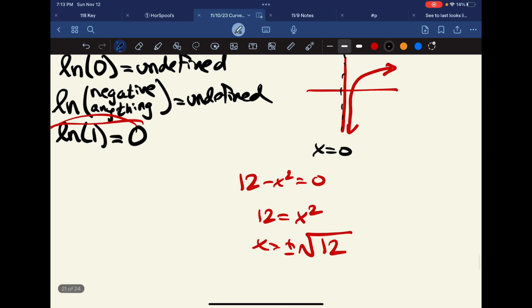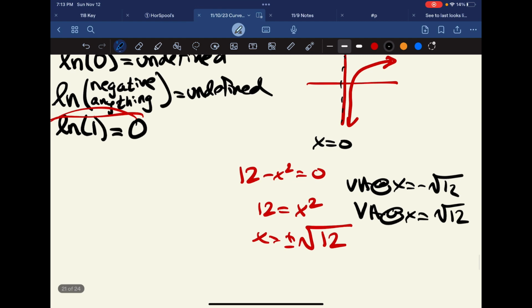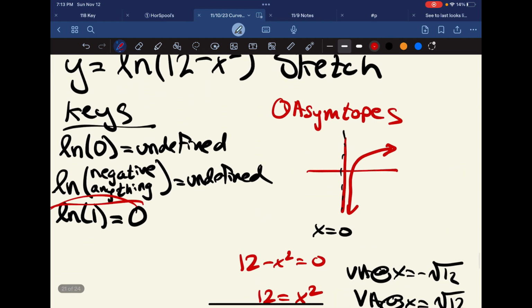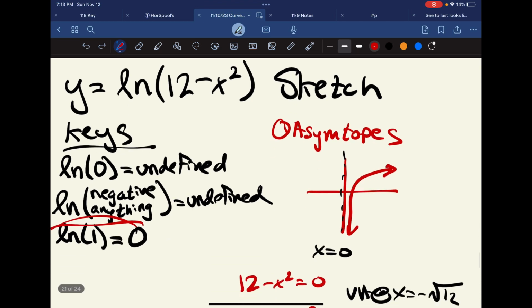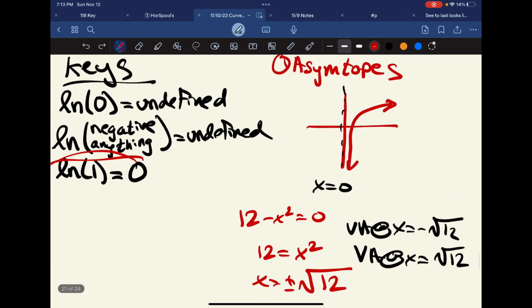So we have a vertical asymptote at x equals negative square root of 12, and we have a vertical asymptote at x equals square root of 12. All right, so now there are not going to be any horizontal asymptotes because what's inside of the ln is a polynomial, and ln just in and of itself isn't going to have horizontal asymptotes.